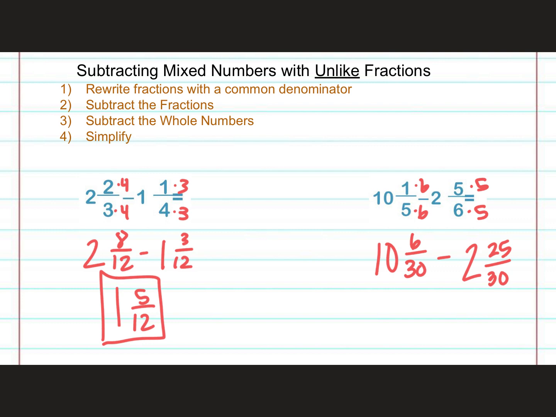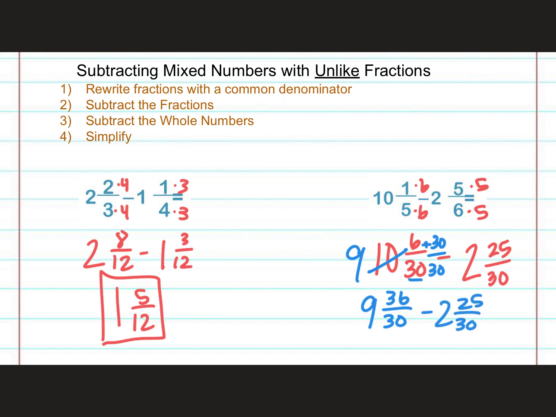Now, if I go to subtract my fractions, 25/30, I can't take that away from 6/30. So what I need to do is regroup. So I'm going to do this kind of fast. We will go through more of these in class. But what we're going to do is we're going to make the whole number 1 less. So I'm going to turn that into 9. And then that 1 that I just took away, I'm going to turn it into a fraction. And since my fractions are 30ths, I'm going to turn it into 30 over 30. That still is equal to the 1 that I took away. And now I can add that onto my 6. So that becomes 9 and 36/30 minus 2 and 25/30.